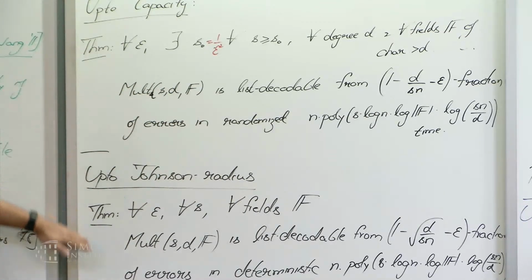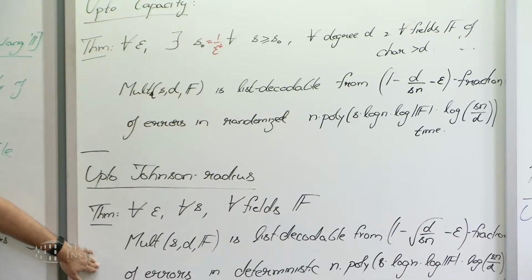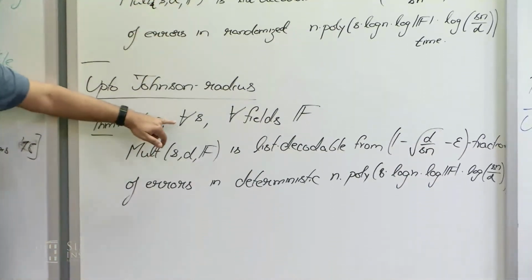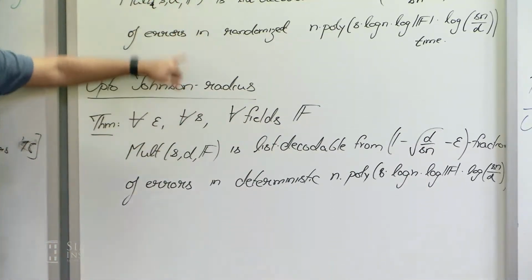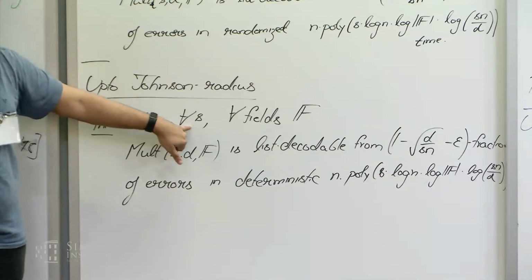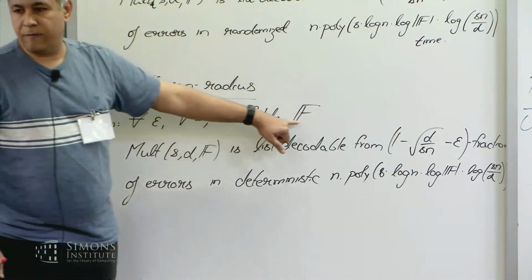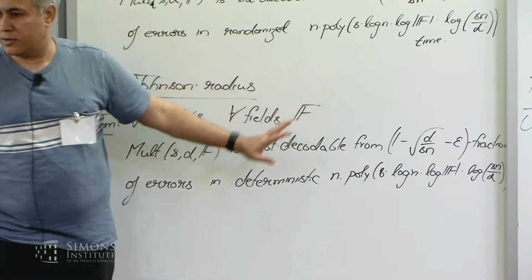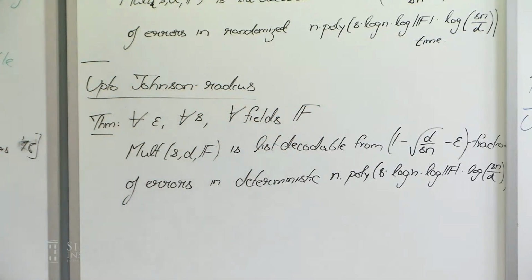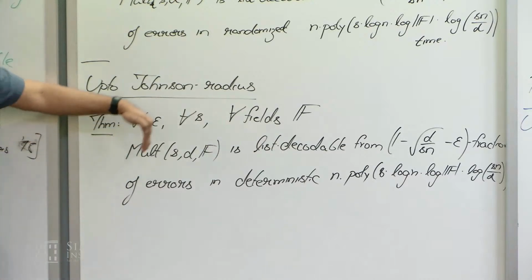And you get a similar result up to the Johnson radius. But here, the only key difference between these two results is that this works for all multiplicity parameters, not just from a large enough point. And it works for all fields of all characteristics. There's no characteristic condition. Just like the earlier result, in some sense, this is a strict generalization.